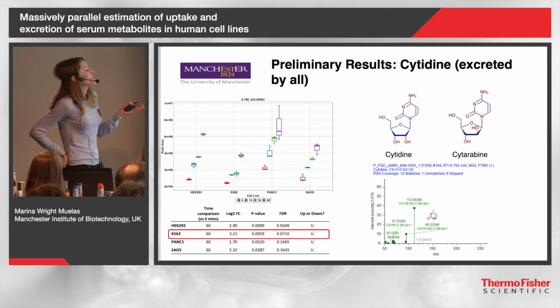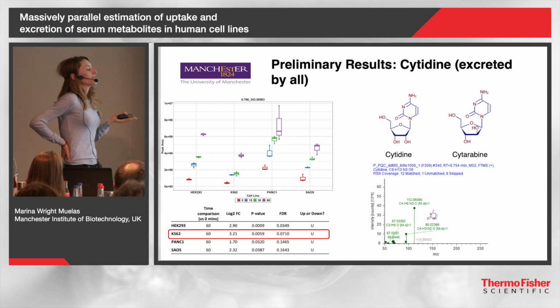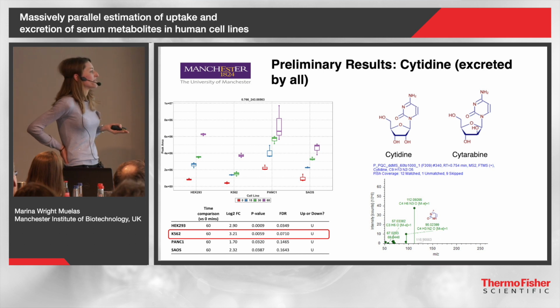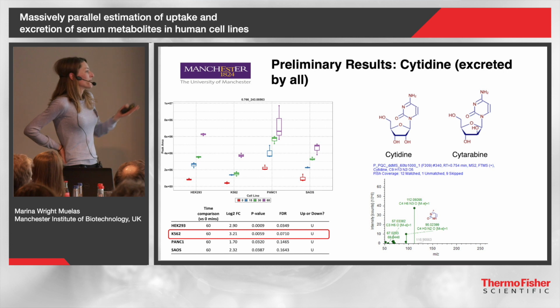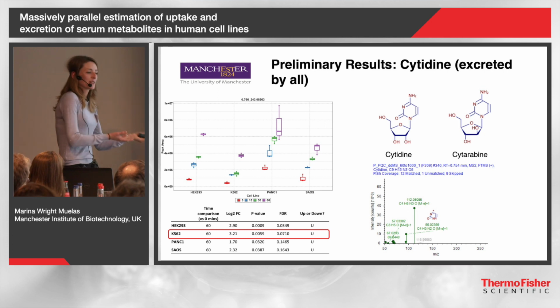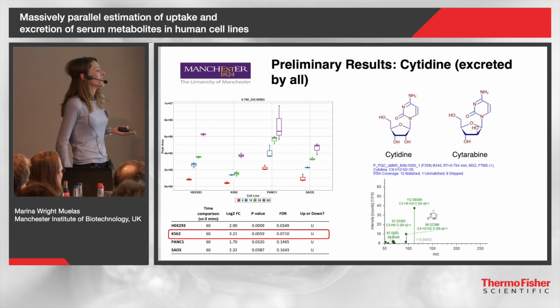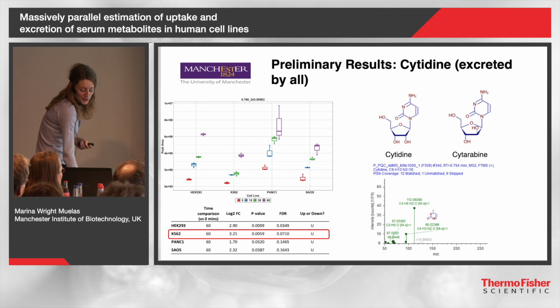Compound Discoverer did say that this was cytarabine, which is a chemotherapeutic drug, which, as you can see, is very similar to cytidine, same mass to charge ratio, etc. So you have to use your brain a little bit, and it's unlikely that someone taking a chemotherapeutic drug is going to be donating blood for these purposes. So it's most likely to be cytidine that the cells are producing here.